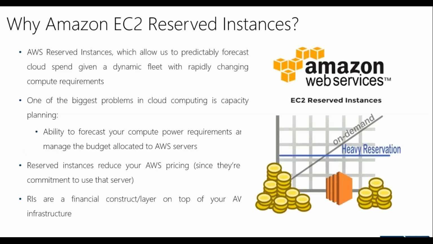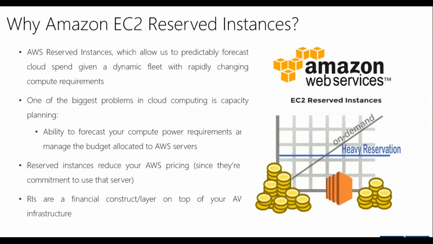Basically today, one of the biggest problems in cloud computing is capacity planning. So we have to make sure that the planning which we are doing for our infrastructure, or for our business, should be as good as possible, and we can forecast our compute power requirements. And for that, Amazon EC2 reserved instances help us to forecast our compute power requirements and manage the budget allocated to AWS servers. These reserved instances reduce the pricing as well, since they are a commitment to use that server.